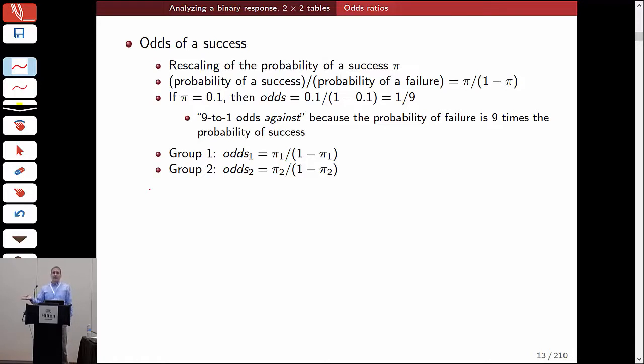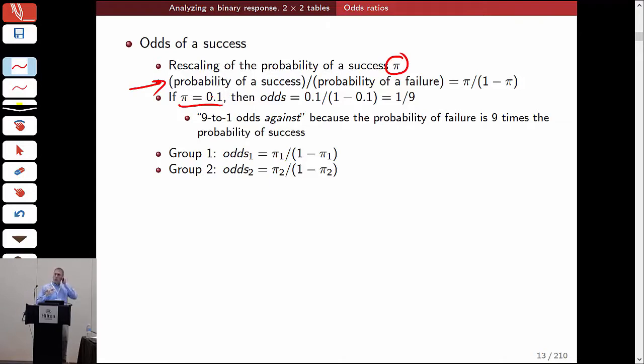First of all, let's begin with the odds of a success. That is simply a rescaling of a probability. It's just the probability of success divided by the probability of a failure. Or if we generically denote a probability of success by pi, it's just pi divided by 1 minus pi. That's it. Probabilities of success, or any kind of probability, will be between 0 and 1. Odds are between 0 and infinity. So if we had pi equal to 0.1, then the odds of success would be 0.1 divided by 0.9, or 1/9. That's all.